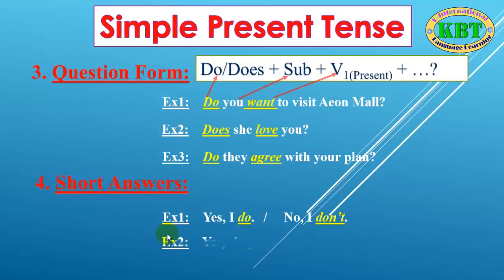Number 2. Yes, subject, does she? So yes she does, right? Does she? So yes she does. No she does not, or she doesn't.